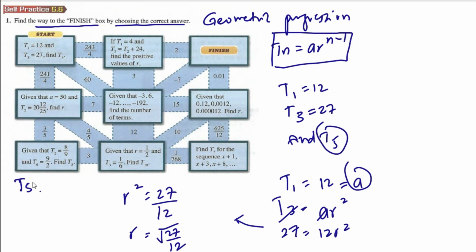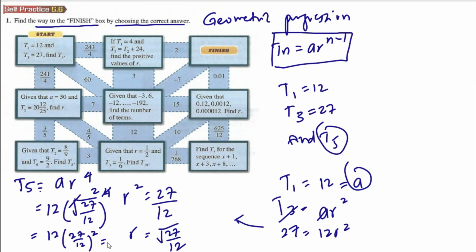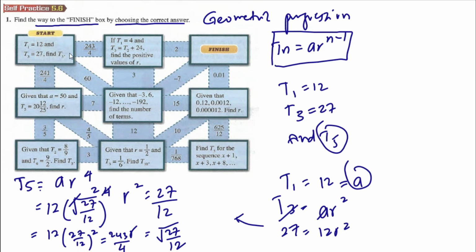So, T5 is equal to Ar^(5-1), which is Ar^4. So, A is equal to 12. R is equal to 27 over 12, to the power of 4. So, the root and power of 4 can be cut off. So, we get square, which is equal to 12 times 27 over 12 square, which is equal to 243 over 4. So, we see the answer is 243 over 4.